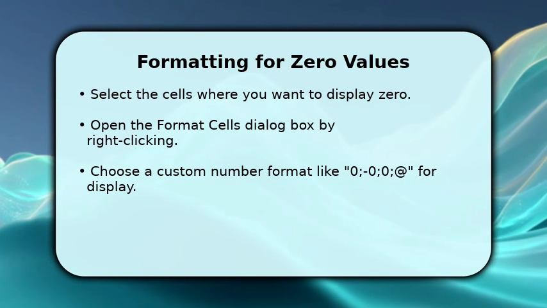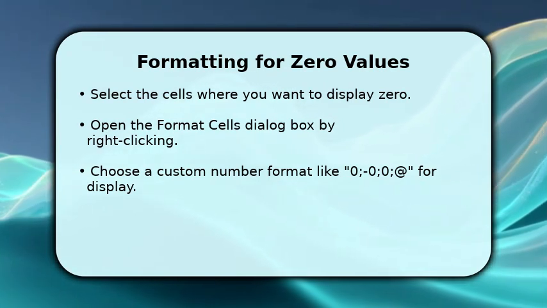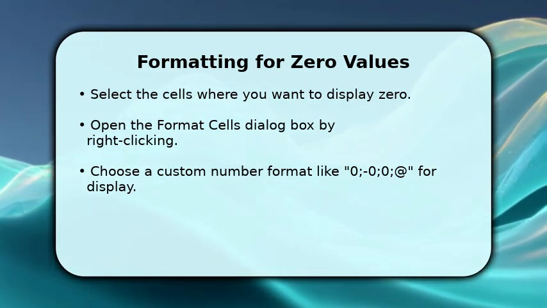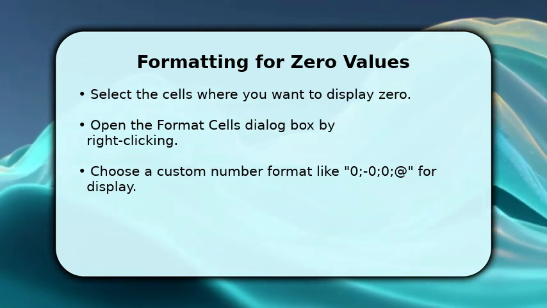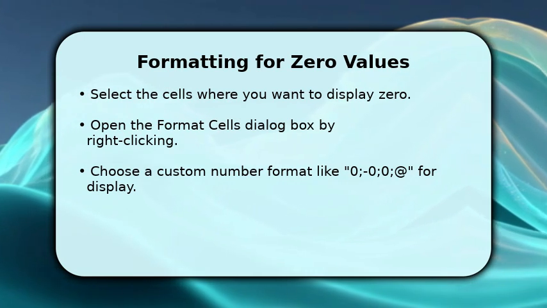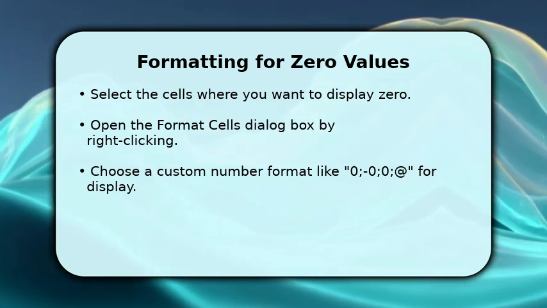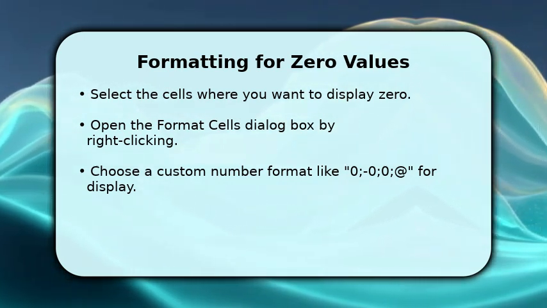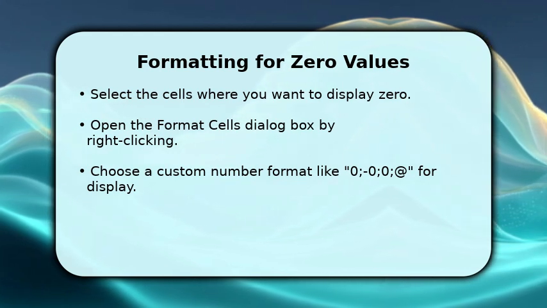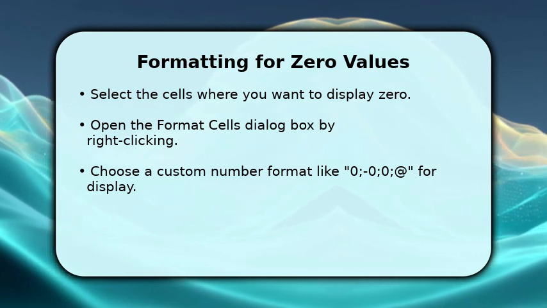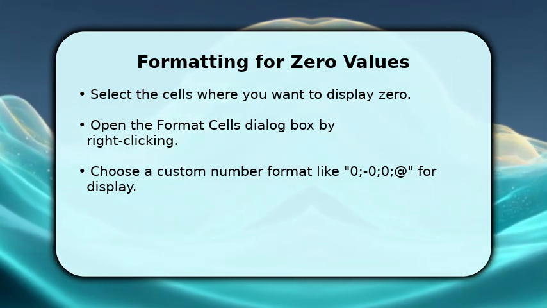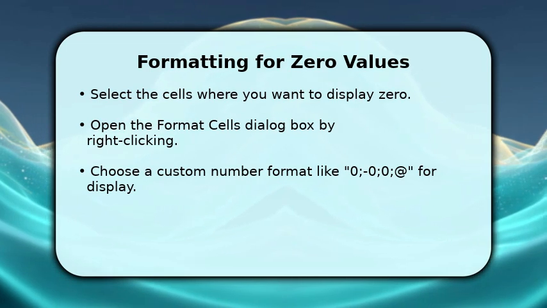One easy method is to use custom number formatting. First, select the cells you wish to modify. Then, right-click and choose Format Cells from the menu. In the Number tab, select Custom and enter the format code 0;-0;0;@. This tells Excel to display 0 for positive, negative, and 0 values and nothing for text. It's a powerful way to control how your data looks without altering the actual cell value.